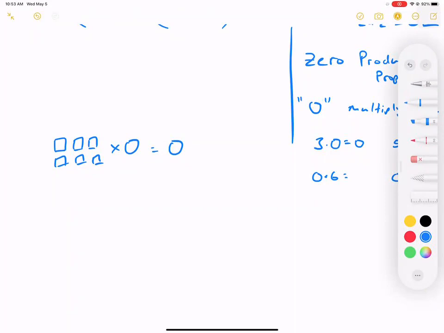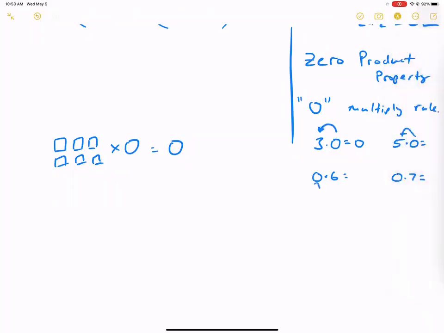I got 0 packs of 6. I have 0 packs of 3. I have 0 packs of 5. I have 0 packs of 7. So how much do you have? 0. The thing about multiplication, we can look at it a couple of different ways.